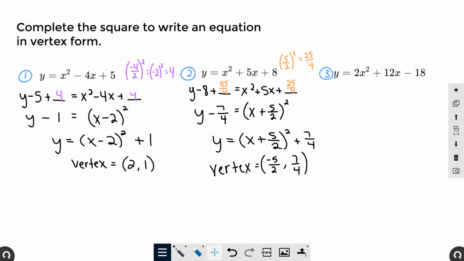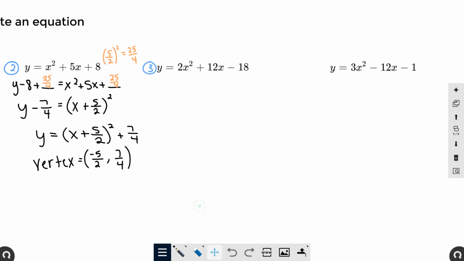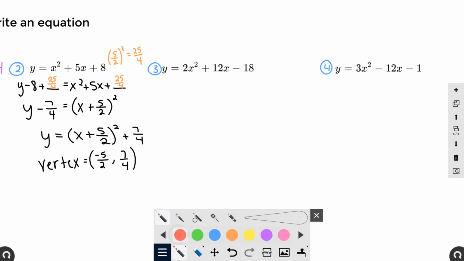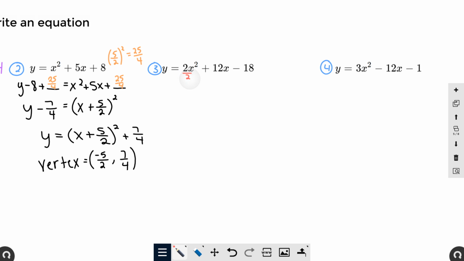All right, let's look at problem number 3. And yes, there is a fourth one. Now, this one starts out with a number in front of x squared, so what do we have to do first? Divide that number out, right? We have to divide everything by 2, but we're going to end up dividing y by 2. Is that what we want to do? Do we want to divide a variable by 2?